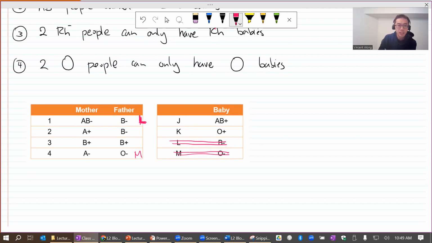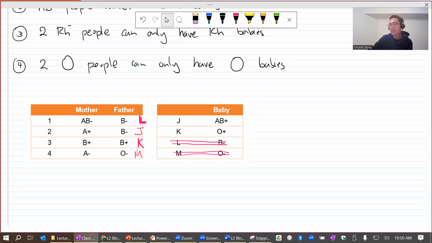We have 2 more couples. Okay. We can look at couple 3. Couple 3 is B positive, B positive. And there are only 2 babies left to take home. Well, it's not gonna be J. Because if both of them are B, where would they have an A? Like nobody can contribute an A, right? So that means it has to be baby K. They don't have an A. And finally, the only one left would be that one.